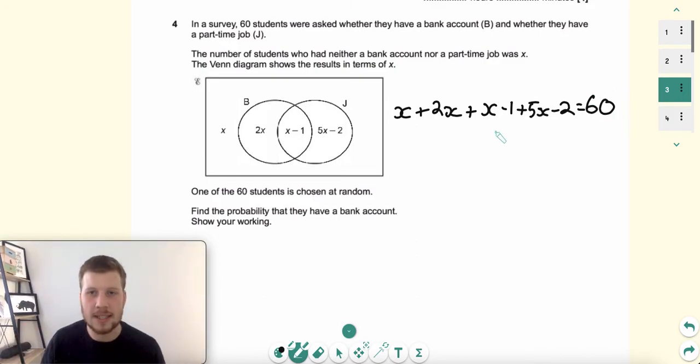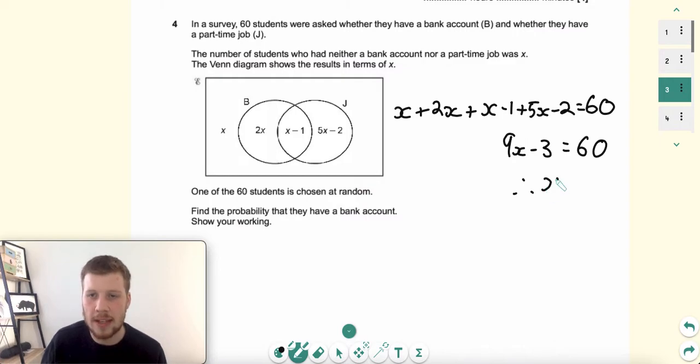Now it's just collecting my like terms. I get x, 2x and x, add 5x, which is 9x. Take away 3 is going to give me 60, so therefore my value of x is going to be 7, because I'm adding 3 and dividing by 9.